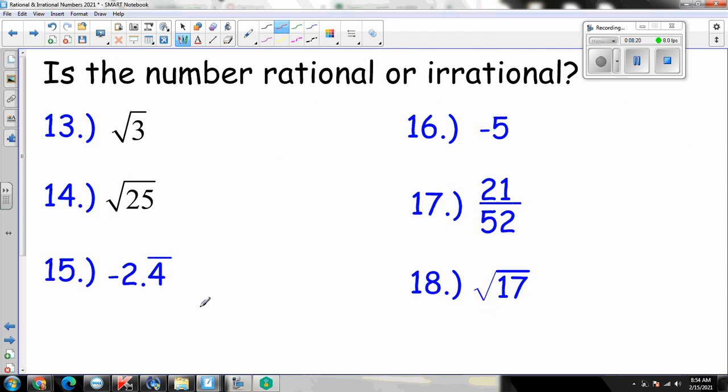All right, what I want you to do on your paper is 13 through 18. I want you to write the examples, and I want you to write the word rational or irrational. All right? And when you get done, you're going to play the video again. So go ahead and pause now. Take your time, try 13 through 18. When you get done, hit play.